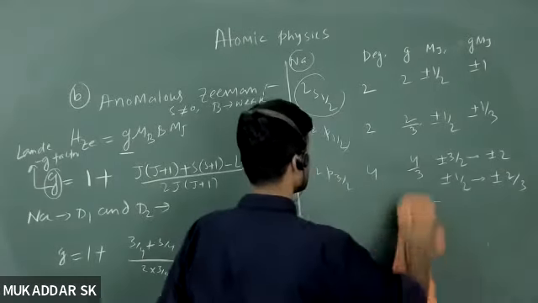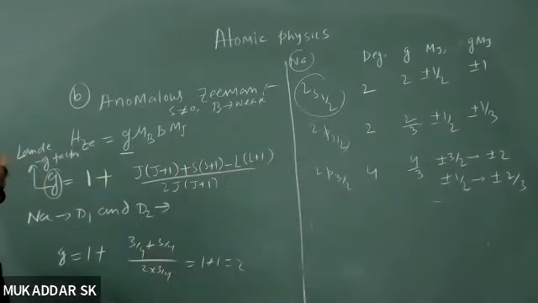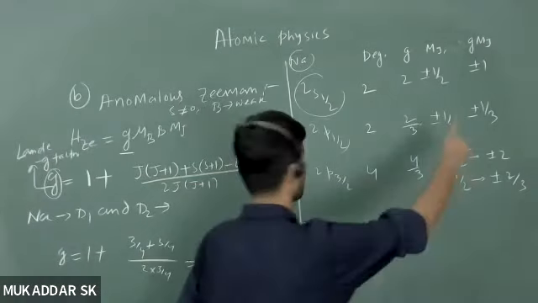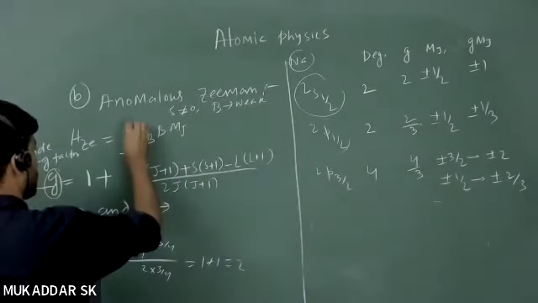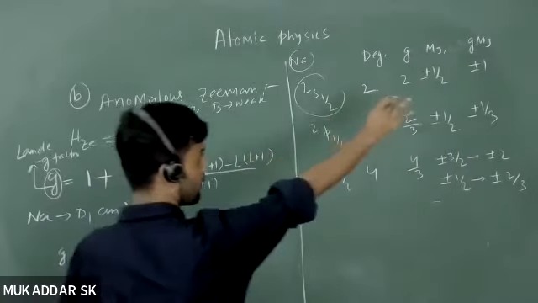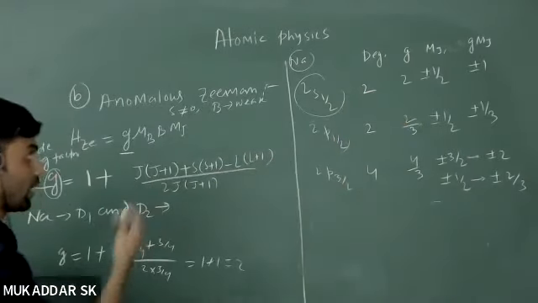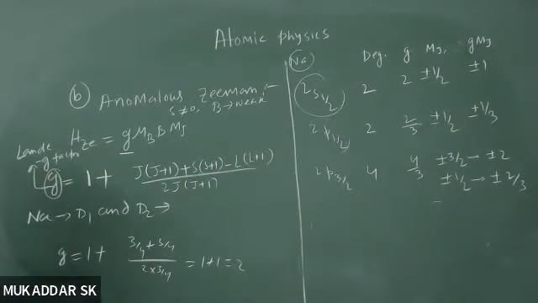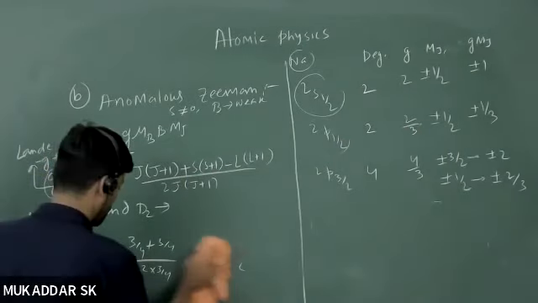So this is all about the splitting. Why am I calculating g·mj? Because I need this part, since these values tell you the amount of splitting. I'll come to that beyond the D2 line; at that time it will be understandable.